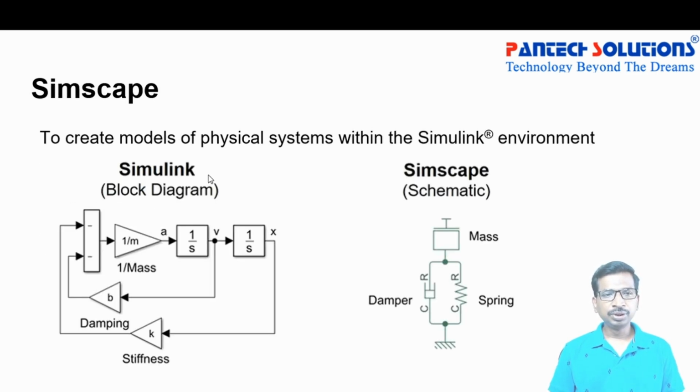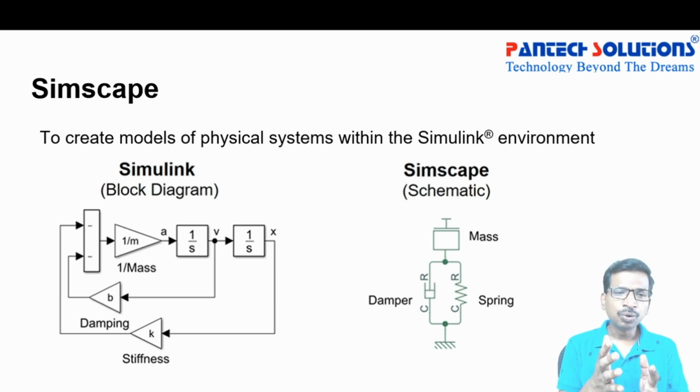In MATLAB Simulink there are two variants. One is called Simulink, which is the basic block diagram. Already we have discussed this concept. Similarly, in Simscape, we can develop schematics. If it is electrical, then we can develop an electrical schematic. From that schematic, we can develop an application.